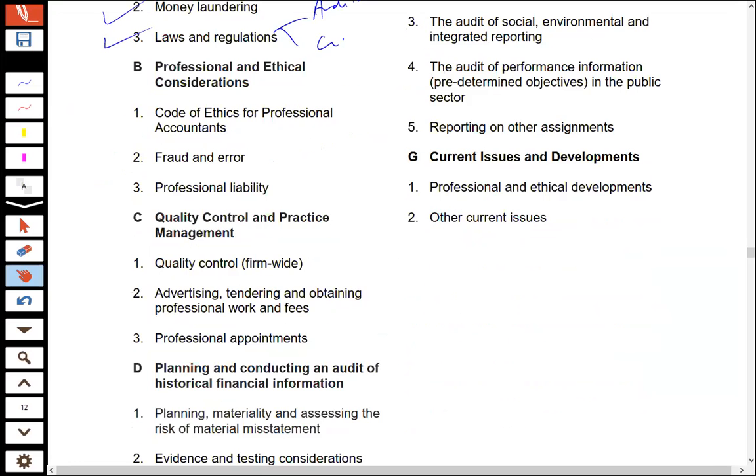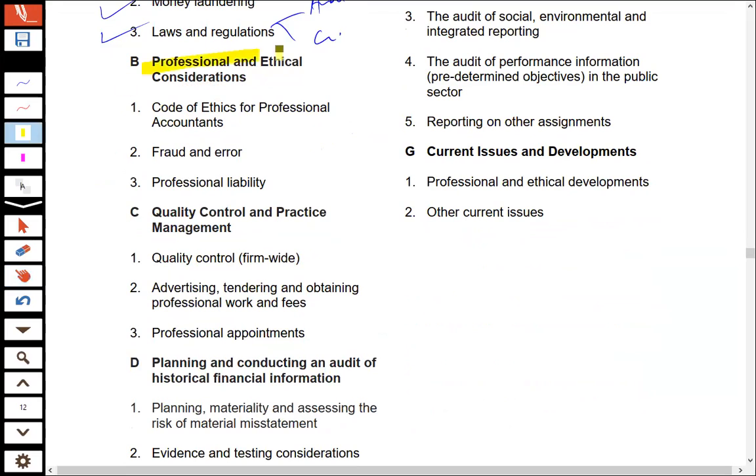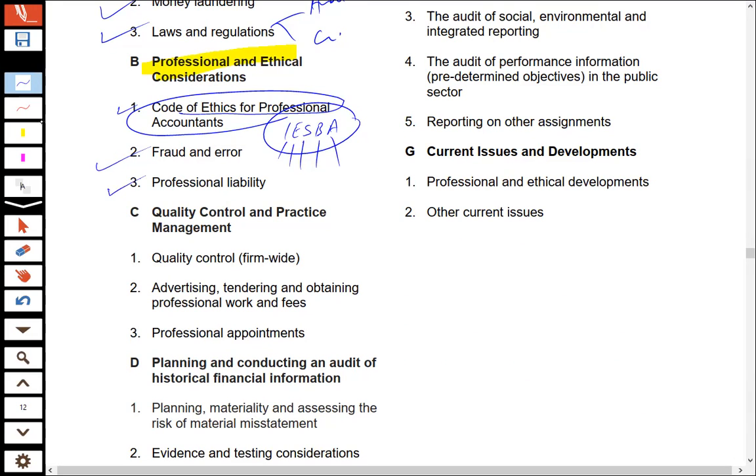The next area is professional ethics and consideration. This area covers the Code of Ethics for Professional Accountants, which is issued by IESBA, the International Ethics Standards Board for Accountants, fraud and error, and professional liability. Professional liability means what would be the liability on the professional auditor if there is any misconduct from the side of the auditor.